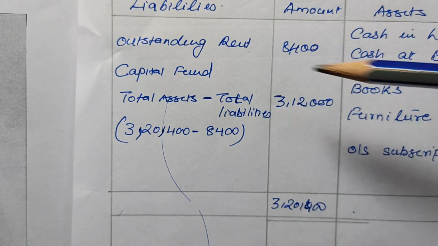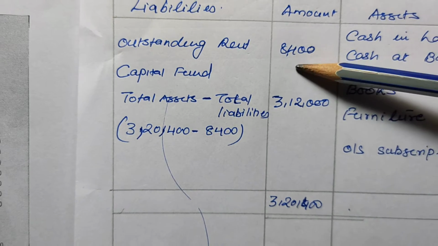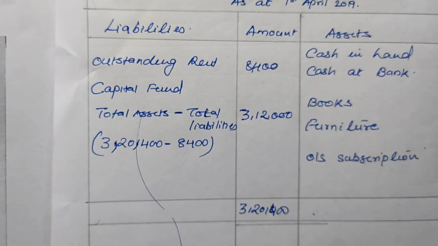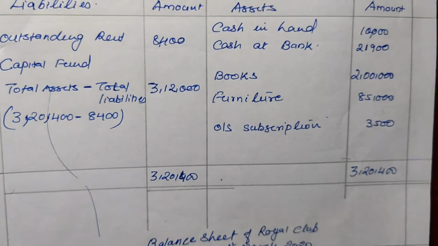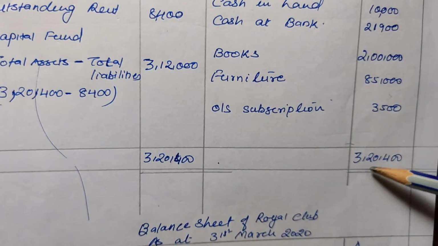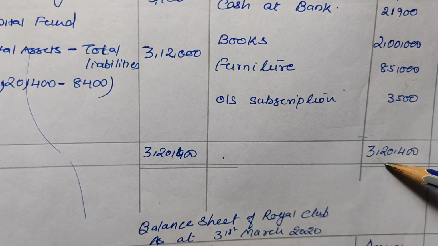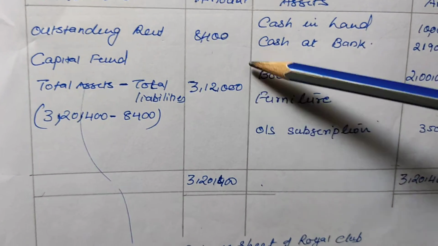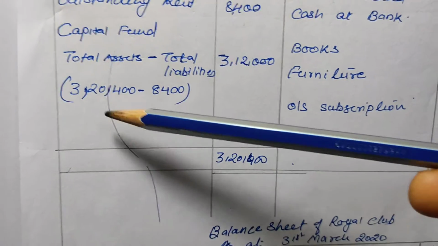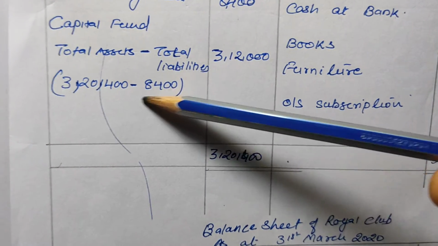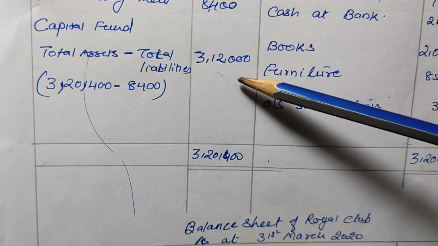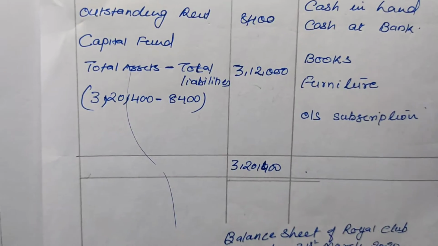Okay, so here we are having outstanding expenses of 8,400. There is no advance income. So what we have to do is total the asset side, that is 3,20,400 minus 8,400. So 3,20,400 minus 8,400 is 3,12,000. This is your capital fund.